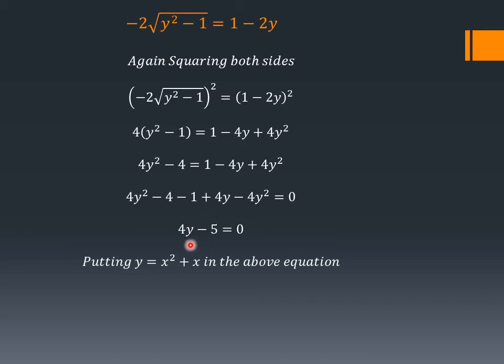We supposed y as x square plus x. So putting y equals to x square plus x in the above equation, we will replace y with x square plus x. It will become 4x square plus 4x minus 5.